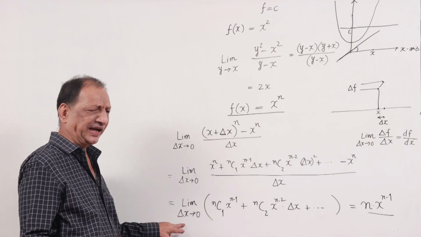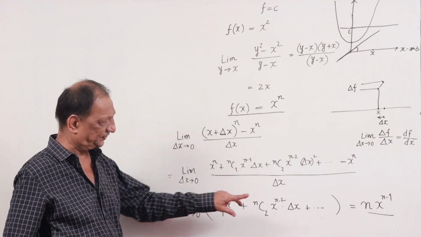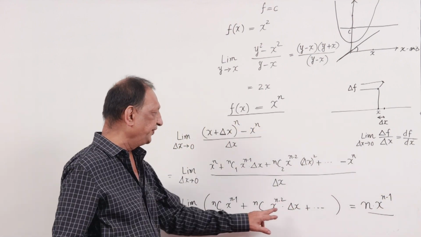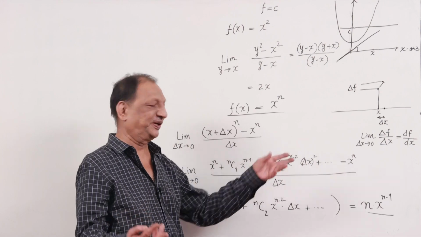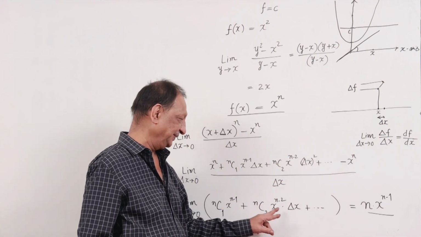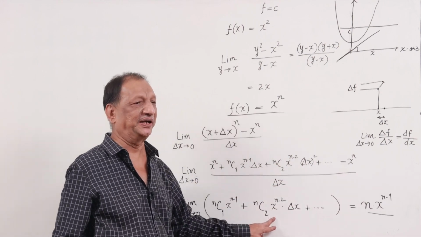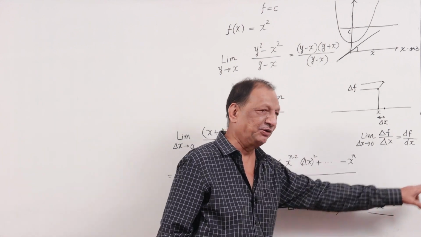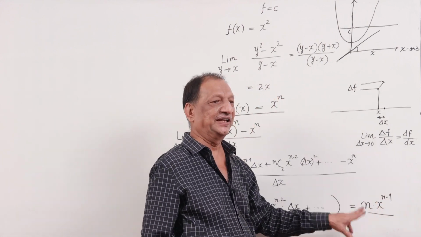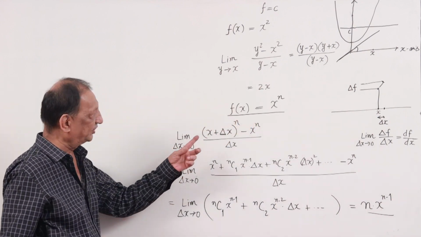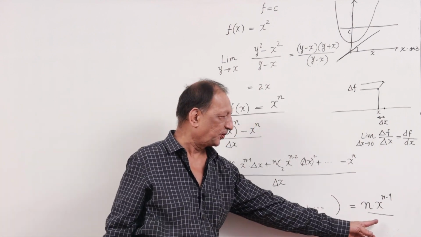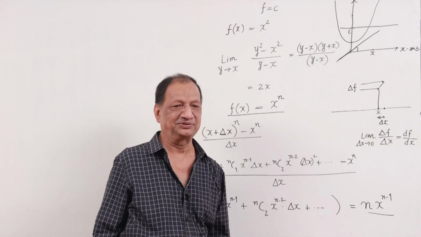That is the first term. That doesn't depend on delta x. Whatever happens to delta x, this remains the same. Now every other term, as delta x approaches 0, will become 0 because they get multiplied by 0. Each of the other factors are multiplied by delta x or powers of delta x. They go to 0. So the limit is n x to the power of n minus 1. So the derivative of f equal to x power n is n x to the power of n minus 1. That is the derivative.